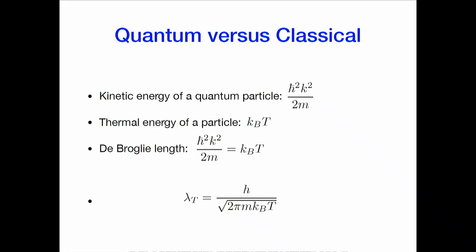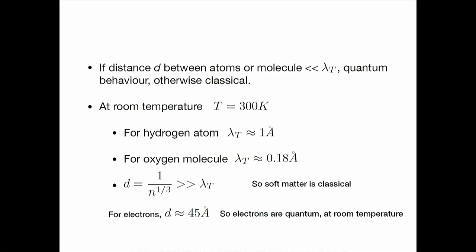And so if you are looking at lengths which are smaller than this length, then the system will behave quantum mechanically. But if you are interested at distances or scales which are much larger than this, then the system will behave classically. So to give an example, if the distance between atoms or molecules is much smaller than the de Broglie length, the thermal fluctuations are not strong enough to induce decoherence in the wave function of the atoms and molecules, and therefore you need a quantum description of the system.